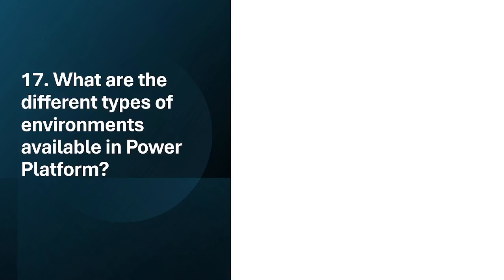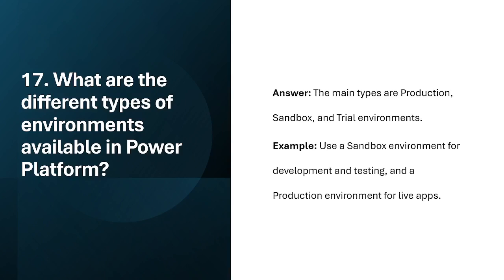What are the different types of environments available in Power Platform? The answer will be, there are three main types of environments, which is production, sandbox, and trial environments. For example, you can use a sandbox environment for development and testing and a production environment for live apps.